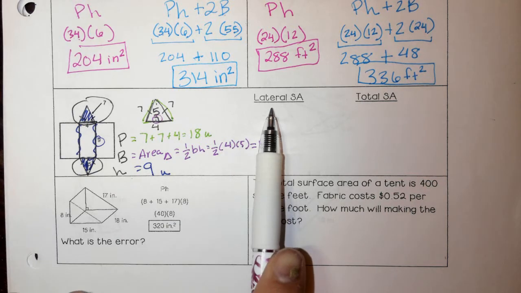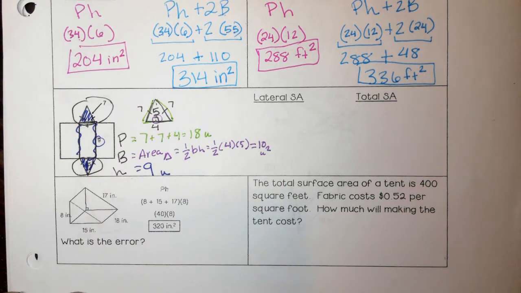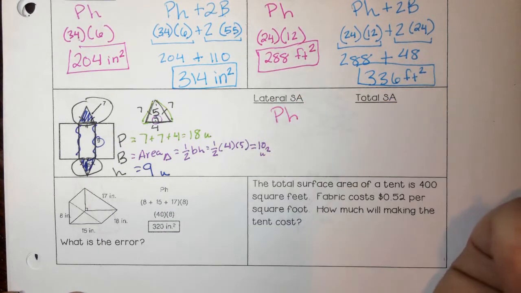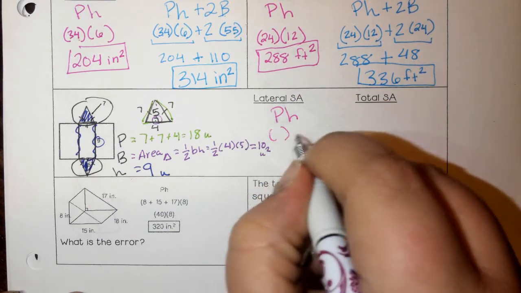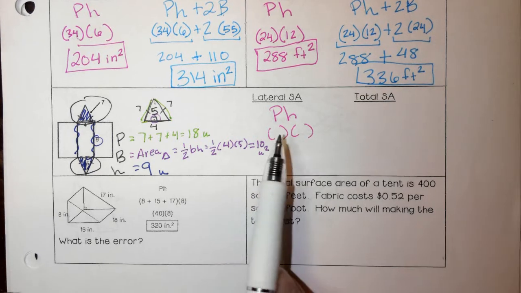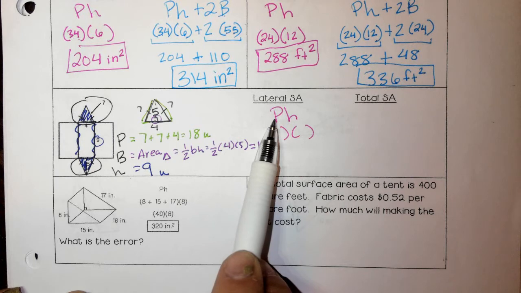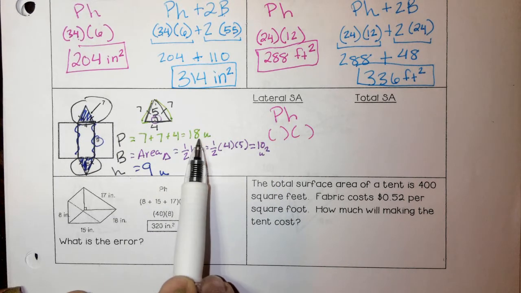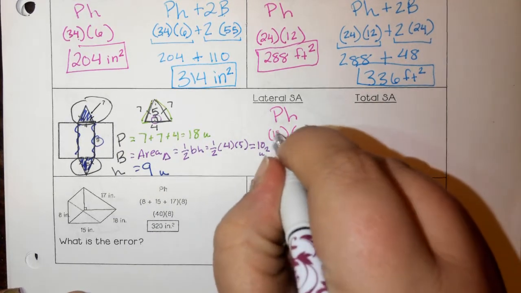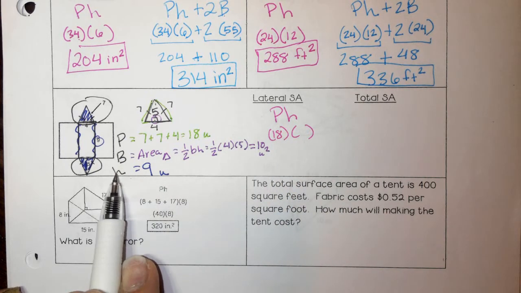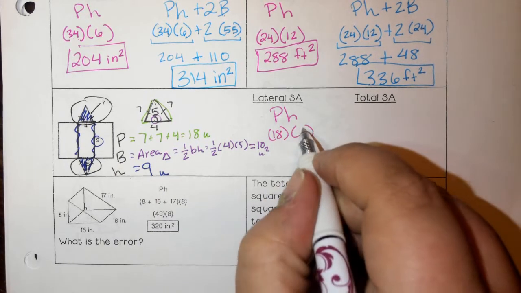The formula for lateral surface area is just the perimeter of the base times the height, or capital PH. I'm going to put a set of parentheses or a bubble everywhere I see a letter. This bubble is in place of P, and the perimeter of the base is 18. This bubble is in place of H, and the height of the prism is 9.